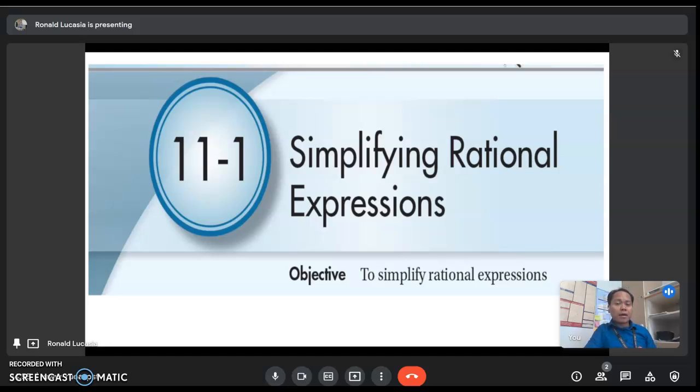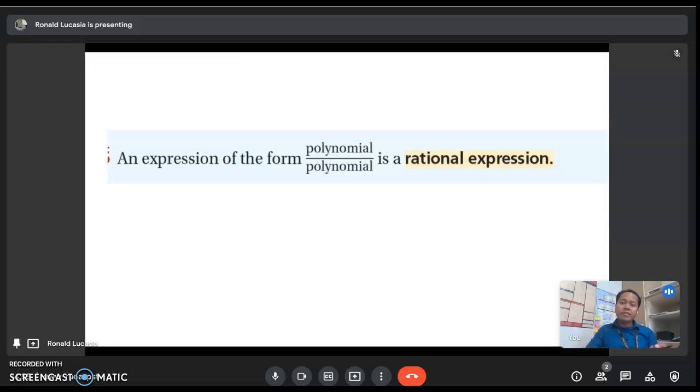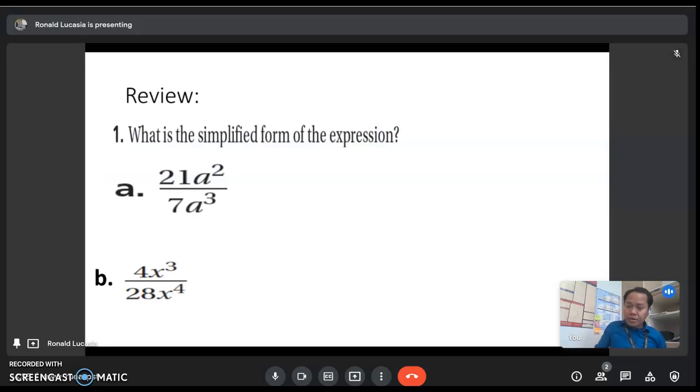Today's lesson is about simplifying rational expressions, and at the end of this video, you must be able to simplify rational expressions. When you say rational expressions, it's an expression in the form of polynomial over polynomial, whereas the denominator polynomial must not be equal to 0 because it will make the expression undefined once the denominator is 0.